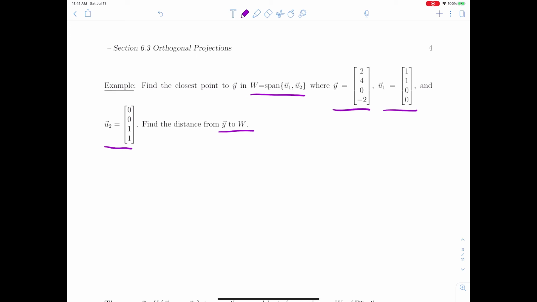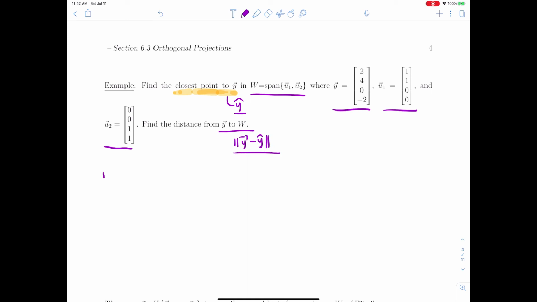So did you figure this problem out? Basically the idea is, the closest point to y should be y hat by the best approximation theorem, and the distance from y to W is the distance between y and the closest point inside W, so it should be the magnitude of y minus y hat. So we want to find these two quantities.